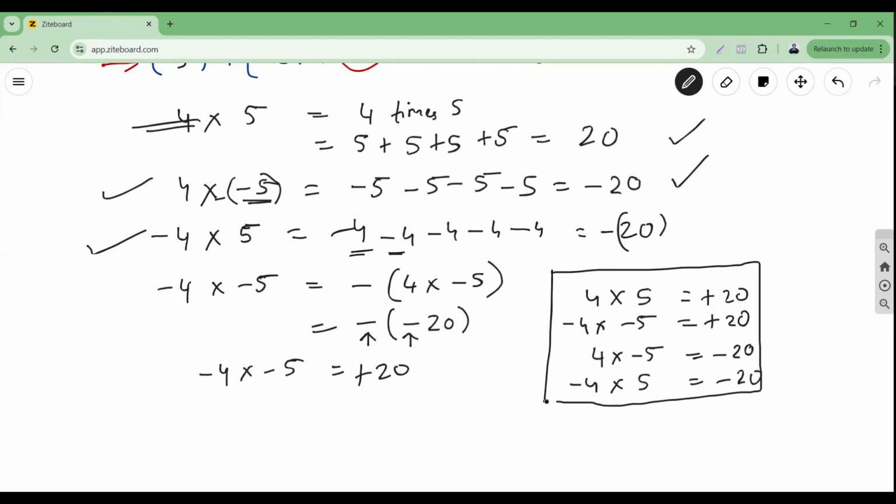Now, what happens if I have more than two numbers? I will have to do it one by one. For example, -1 times 2 times -3. What should I do? First multiply these two, then I get a -2. Then -2 multiplied by -3. Both the numbers are negative, which means I get a +6. That's the answer for us. So here we finished multiplication of integers. Now let's go for division of integers.